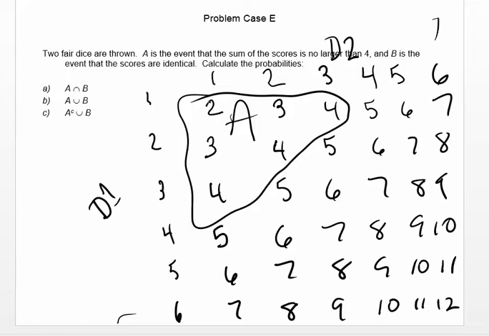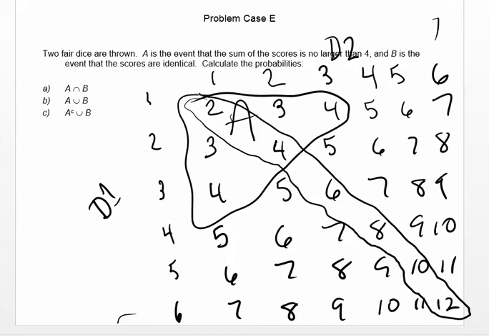Now B is that the scores are identical. Now this would just be the diagonals. So it would be the 2, the 4, the 6, the 8, the 10, and the 12. And that event is case B. Do they intersect? You bet. These two numbers right here are inside both.